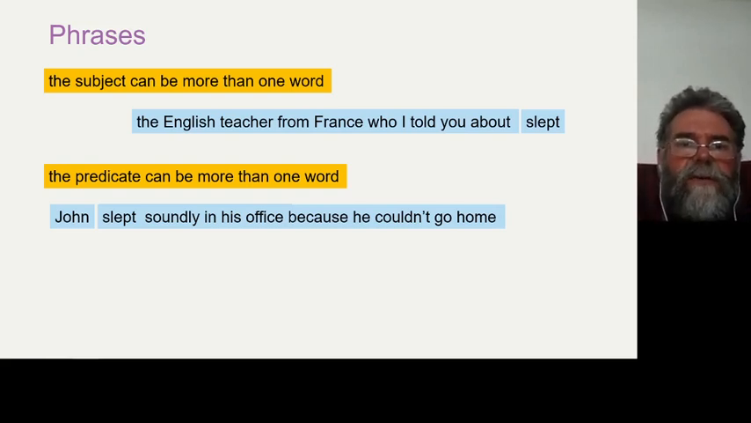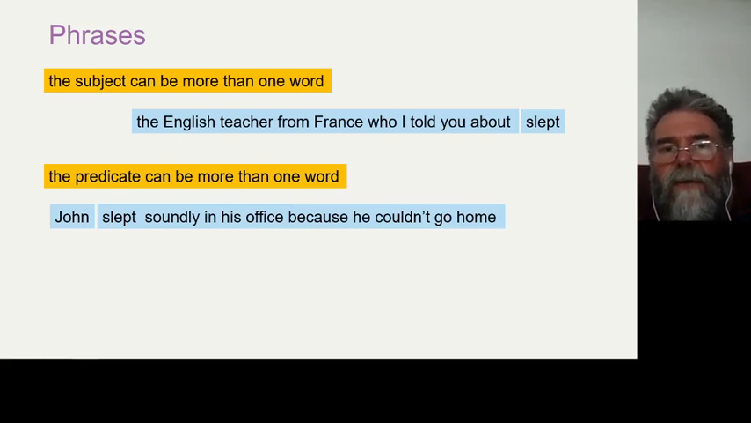So the English teacher from France who I told you about is a kind of phrase. Similarly, slept soundly in his office because he couldn't go home is another kind of phrase. And again, these phrases, just like words, have positions in sentences, and therefore there are different types of phrases. The first type, the English teacher from France, etc., that's the kind of thing that can go in the subject position. And we've seen that's a nominal position. So there's something nominal about this phrase, whereas slept soundly in his office, etc., that's something that can go in the predicate position, which is a verbal position. So there's something verbal about this phrase.